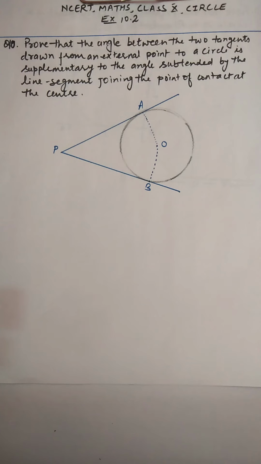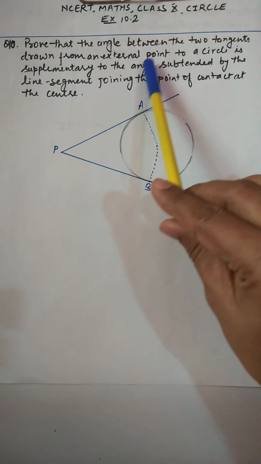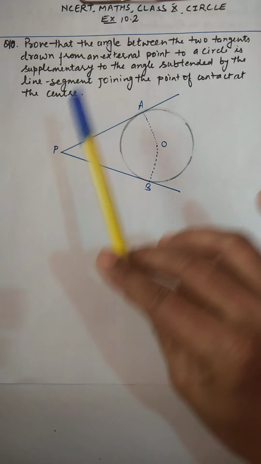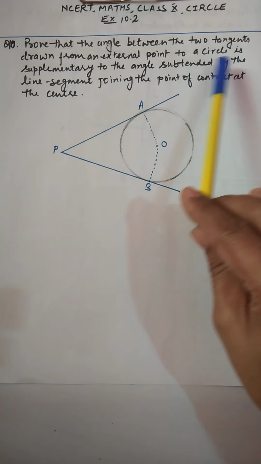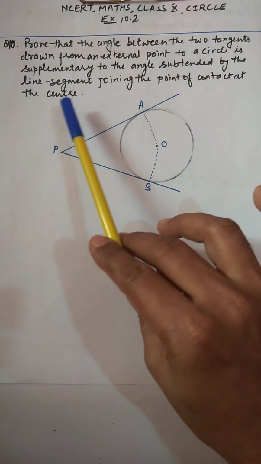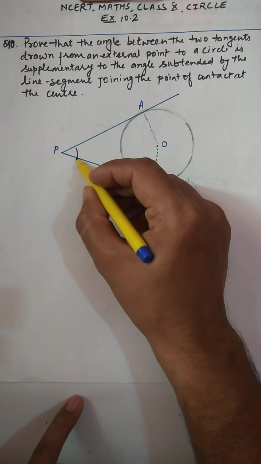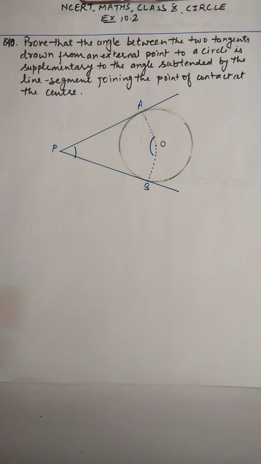So today we are going to do some problems of the chapter Circle, class 10th, exercise 10.2. This is question number 10. Prove that the angle between two tangents drawn from an external point to a circle is supplementary to the angle subtended by the line segment joining the points of contact at the center. It means that this angle and this angle, you have to show that these two angles are supplementary.